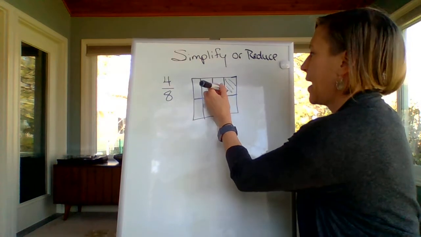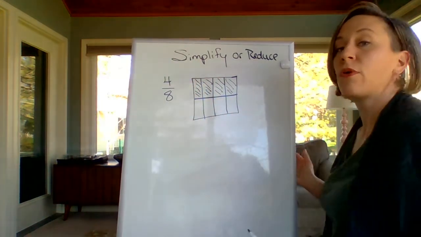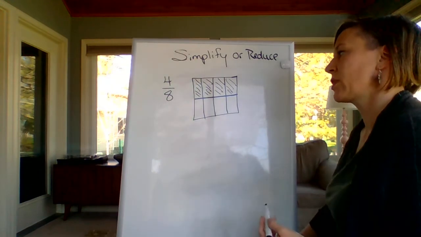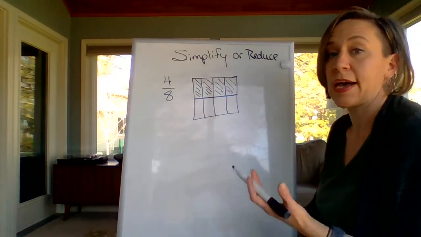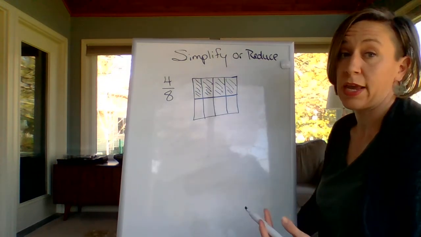Okay, that has 8 pieces. And I can shade in 4 of them. And you can see from my picture that I have a whole that has 8 equal pieces, and I've shaded in 4 of them, or I've created the fraction 4/8.